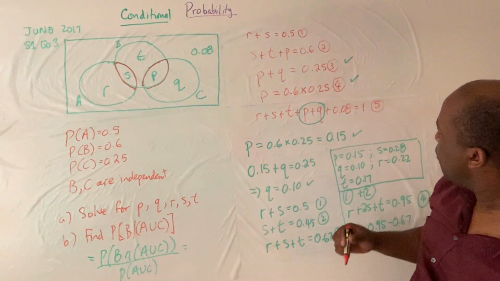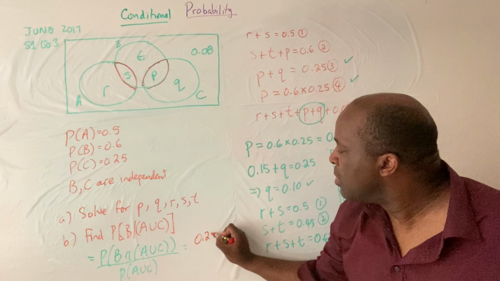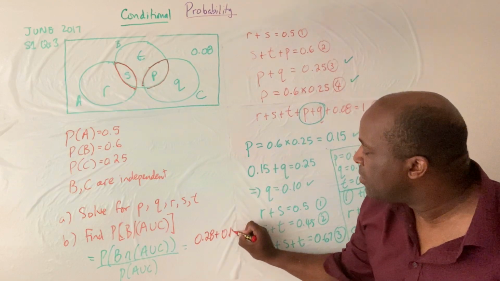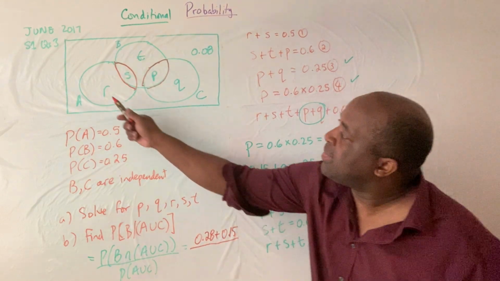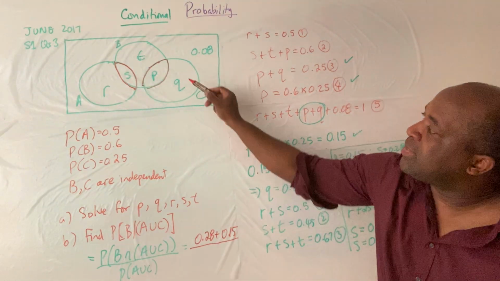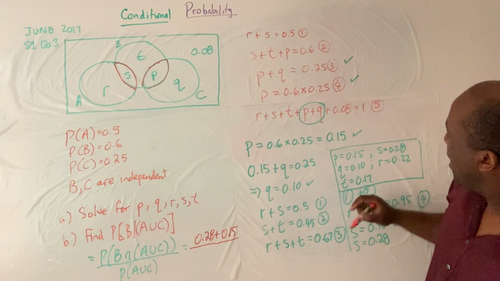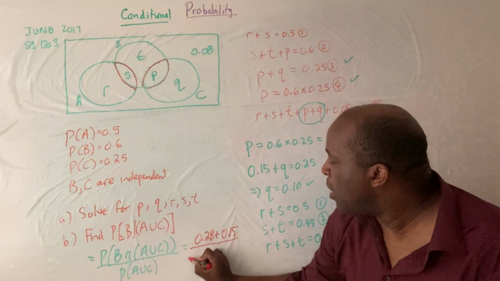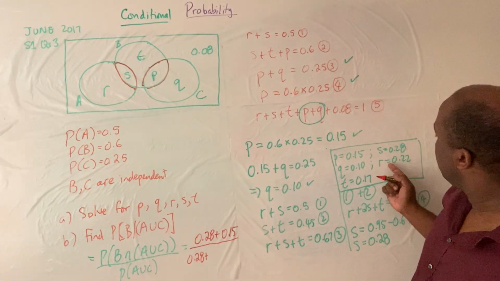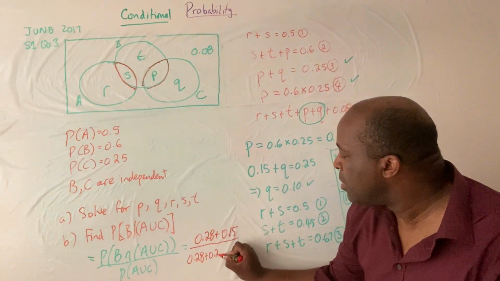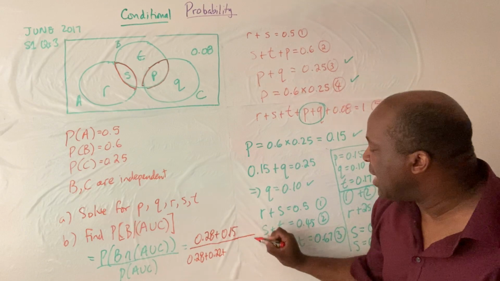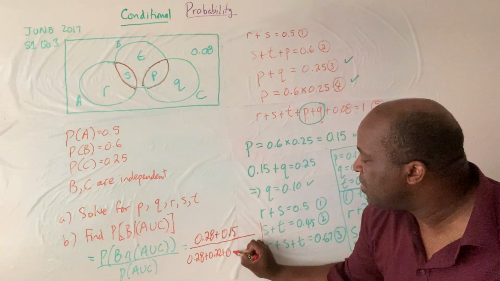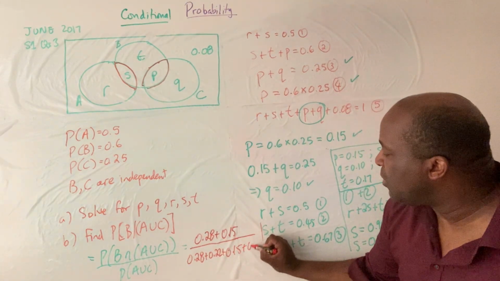So S and P, we've worked out S to be 0.28. And we add that to P, which is 0.15. And the restriction is A union C, which is R with S and P with Q all added together. So R with S is going to be 0.28 plus 0.22. And then we're going to add to that P with Q, 0.15 plus 0.10.